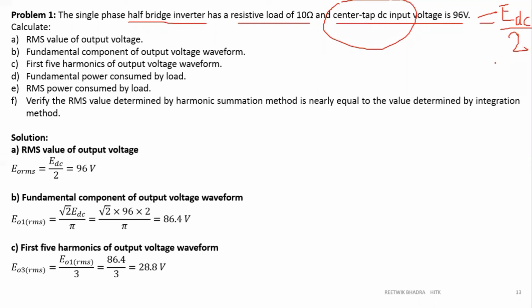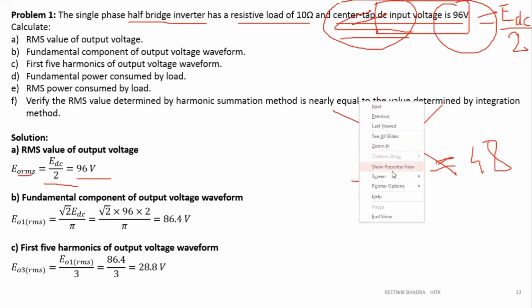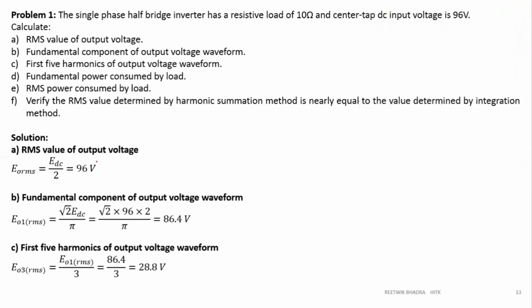The source will be half. Because it is a half inverter, while calculating don't do 96 by 2, which comes out to be 48 volt. This is wrong. Your RMS value was EDC by 2, 96 volt. This is directly given as 96 volt because it is stated center tap voltage. If you remove this word and it is given as direct DC input voltage of 96, then you calculate ERMS equal to 96 by 2, that is 48. Please take care of this. Everyone should take care of this. So then normal things, E0 RMS is EDC by 2, 96.